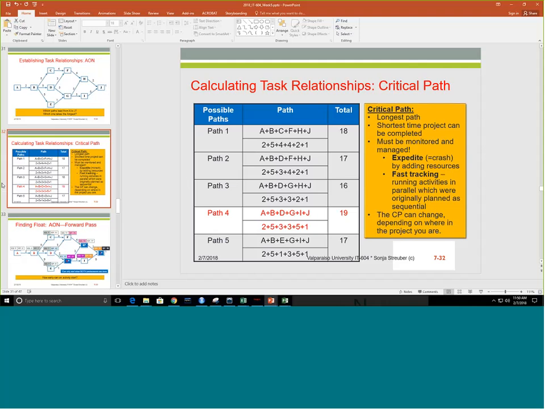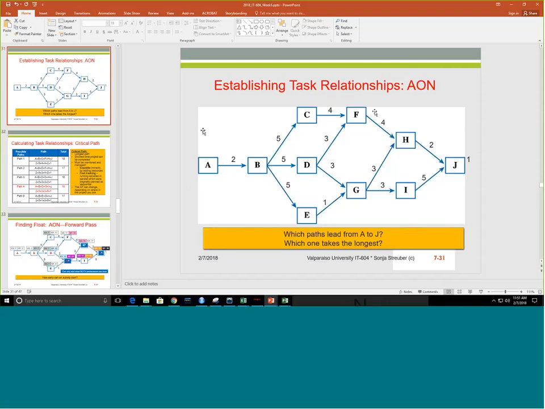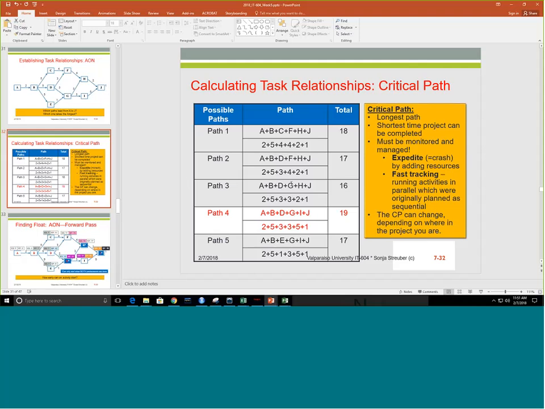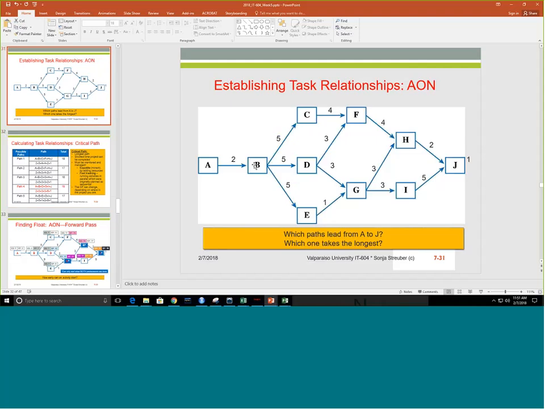Altogether, we have about 5 possible paths here. And then all we do is we add up the durations of these paths, the durations that we have here on these arrows. The path that is the longest shows us which the critical path is. So this critical path is A, B, D, G, I, and J.